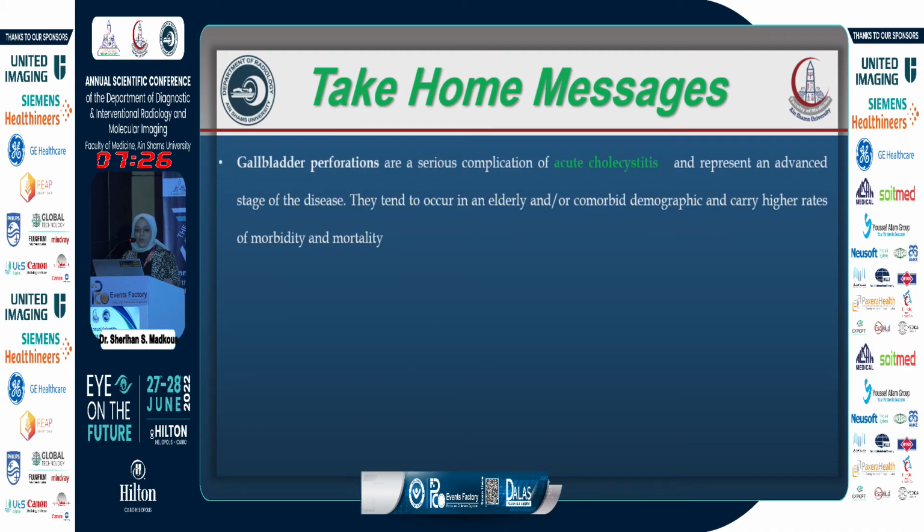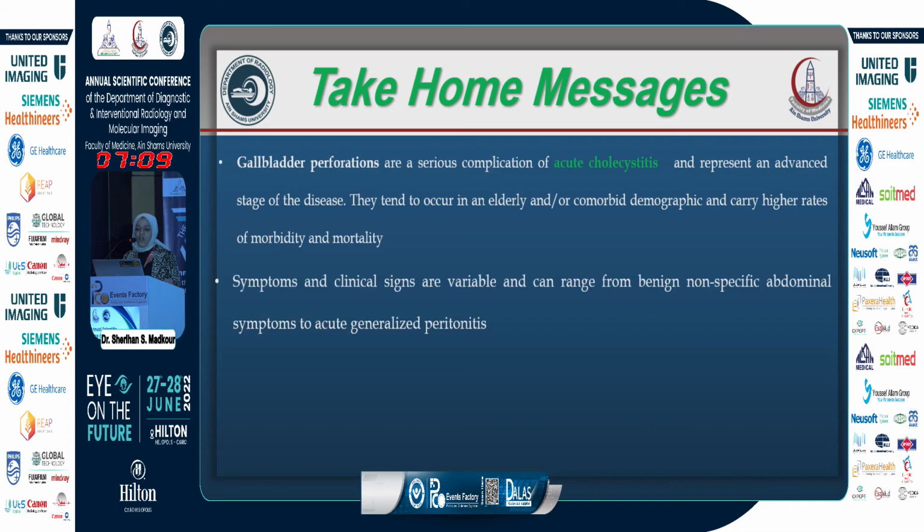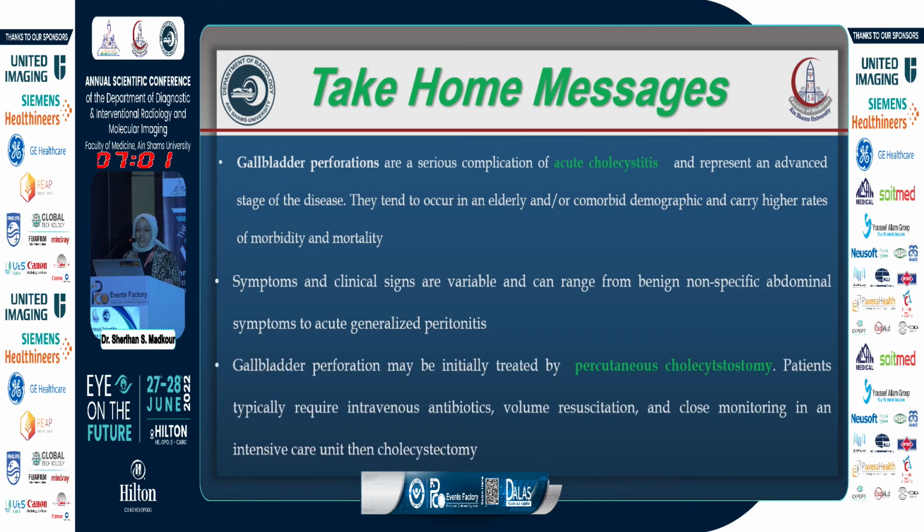Take-home message: gallbladder perforations are a serious complication of acute cholecystitis and represent an advanced stage of the disease. They tend to occur in an elderly and/or comorbid demographic and carry a high rate of morbidity and mortality. Symptoms and clinical signs are variable and can range from benign non-specific abdominal symptoms to acute generalized peritonitis. Gallbladder perforation may be initially treated by percutaneous cholecystostomy. Patients typically require intravenous antibiotics, volume resuscitation, and close monitoring in an intensive care unit, then cholecystectomy.